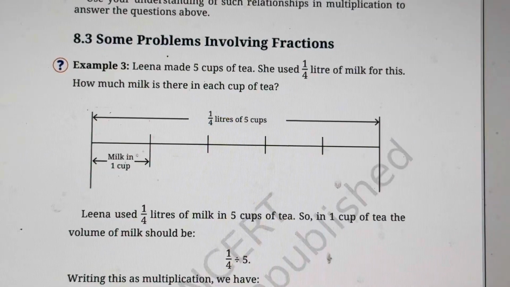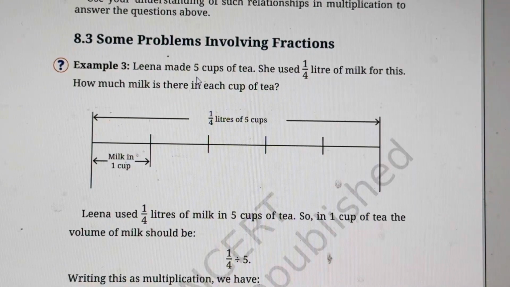Now let us see some real life examples which involve fractions. Example number 3. Lena has made 5 cups of tea. She used 1/4 liter of milk for this. How much milk is there in each cup of tea? Right? So what is done over here? They have divided 1/4 liter into 5 cups.